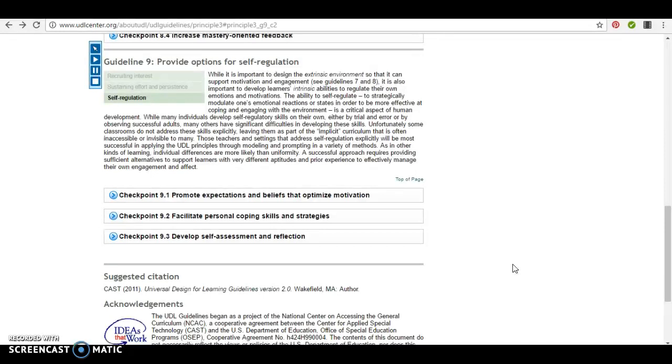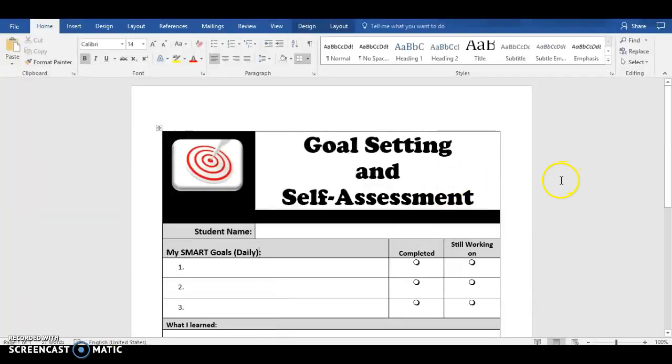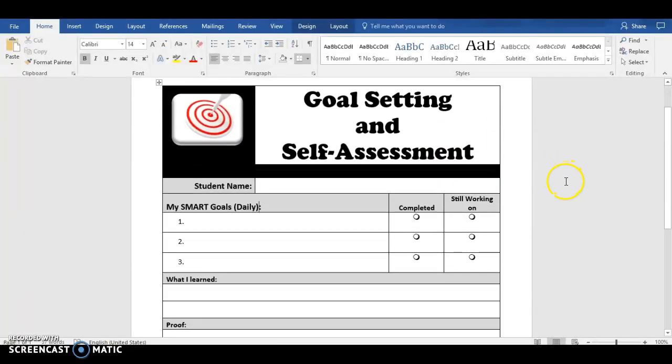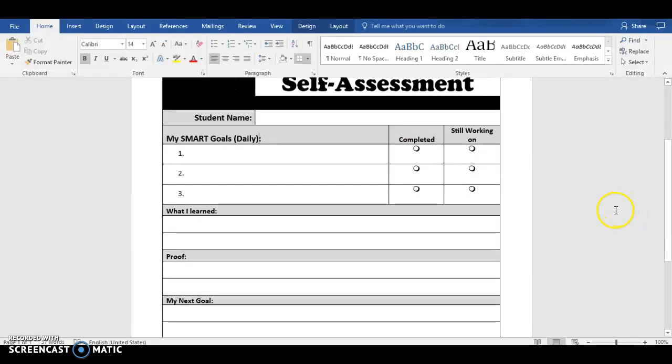Checkpoint 9.3 is develop self-assessment and reflection. Here students have to be able to see their goals and see their progress. One of the ways that I saw this was a goal setting and self-assessment sheet. The student would write this and they have My SMART goals, and they can make it daily or monthly, however they want to do it. They write their goal and then say they completed it or they're still working on that particular goal. They can have 3, and if they needed, they could always make more.